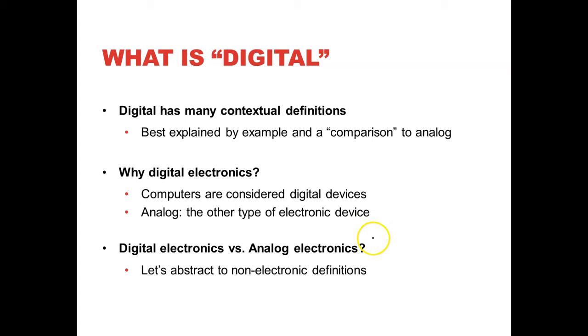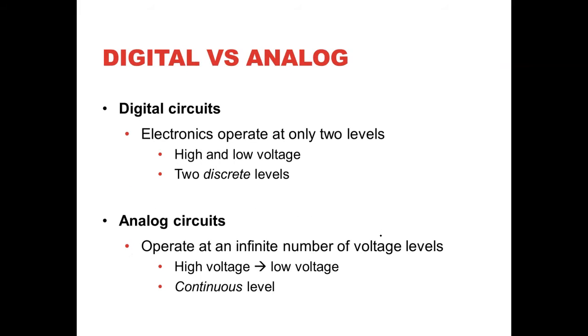We get down to the point of digital electronics versus analog electronics, and what we want to do is abstract away from the electronic definitions and talk about some more intuitive definitions of digital and analog. Digital circuits, they're nice because they operate only at two levels, which is high voltage and low voltage. So these are two discrete levels. They're always the same levels in a circuit. Now they could be different voltages, but there's only two of them.